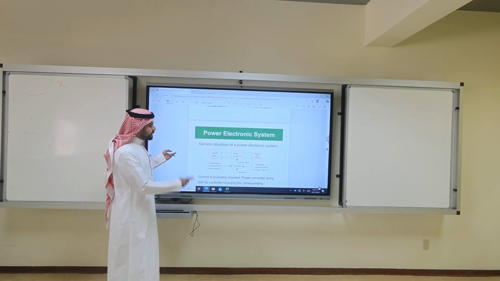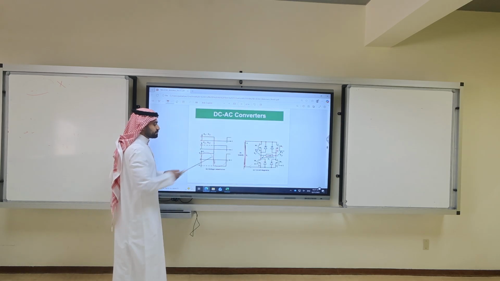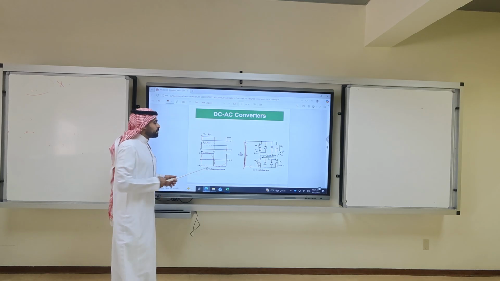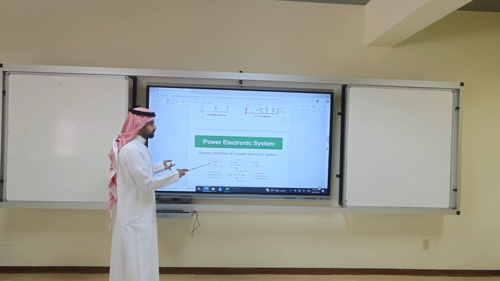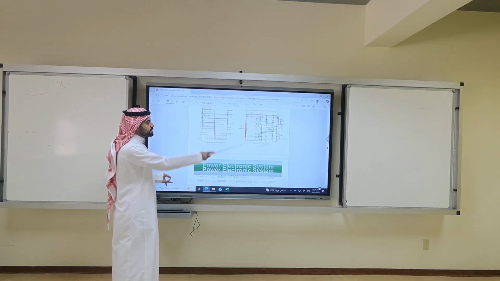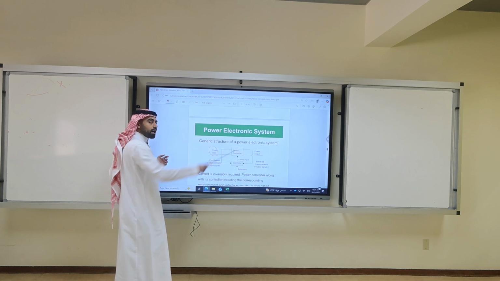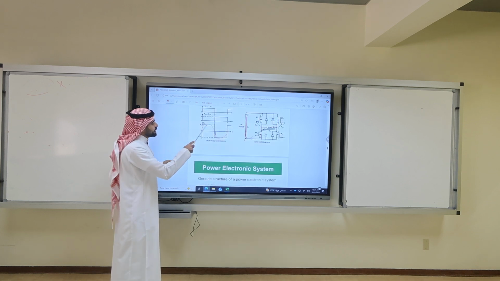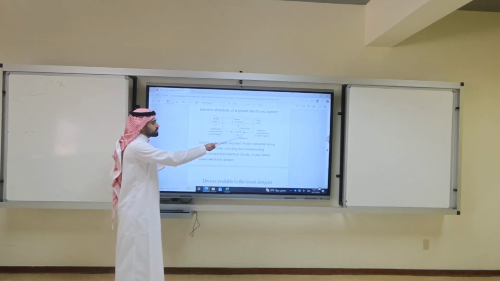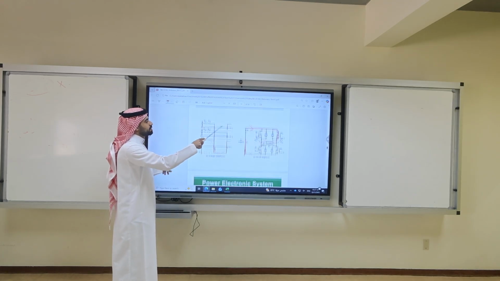So this is the block diagram, and the input power is DC. The power converter is the circuit itself, and the output power is this V output pulse, the rectangular shape. And I have a control signal with reference and commands, etc.